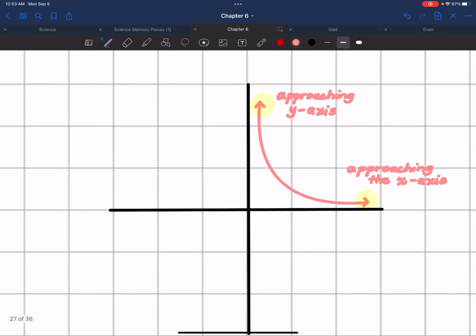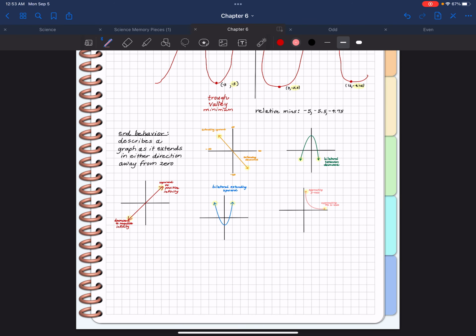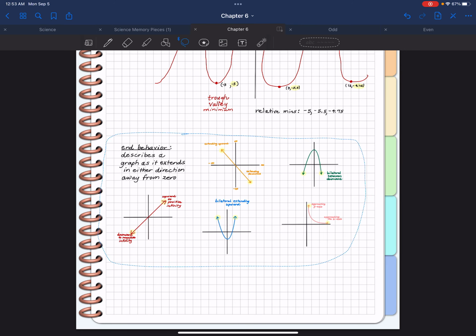So those are some different examples of end behavior. Again, don't make it complicated. Just common sense, logical discussion of what's happening on the ends of those graphs.